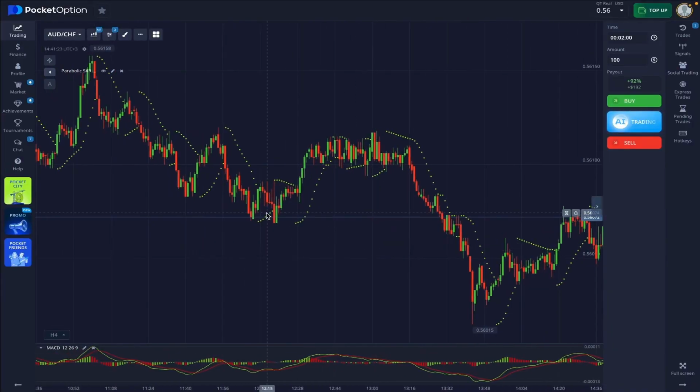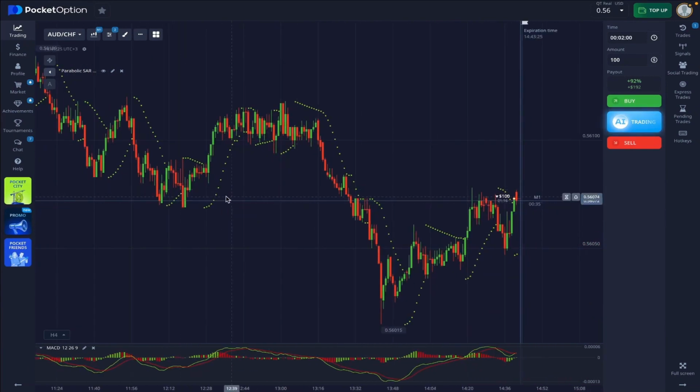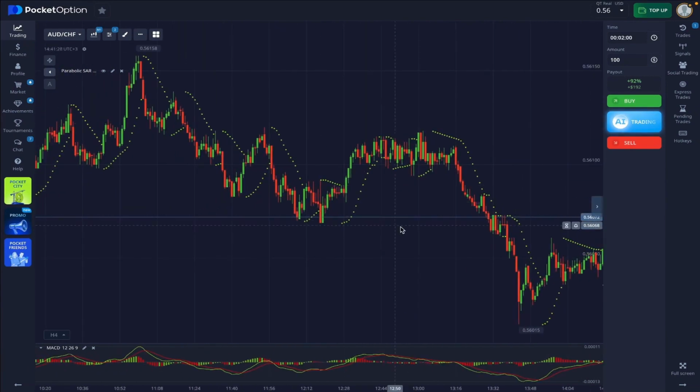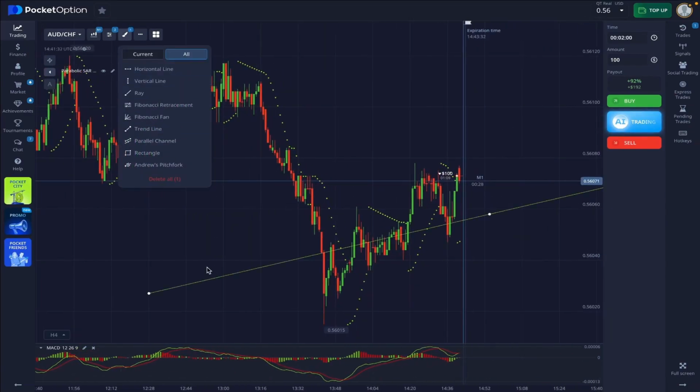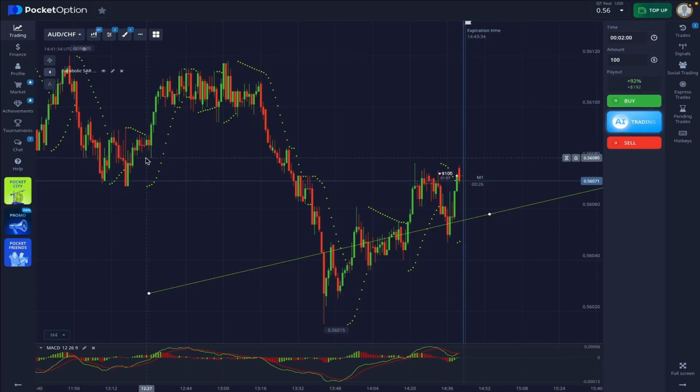Let's move the chart back a little. We're currently looking at the 1 minute time frame, and we've seen a small but very clear downward price movement forming right here. Let's highlight this specific area on our chart so we can see the trend more clearly.